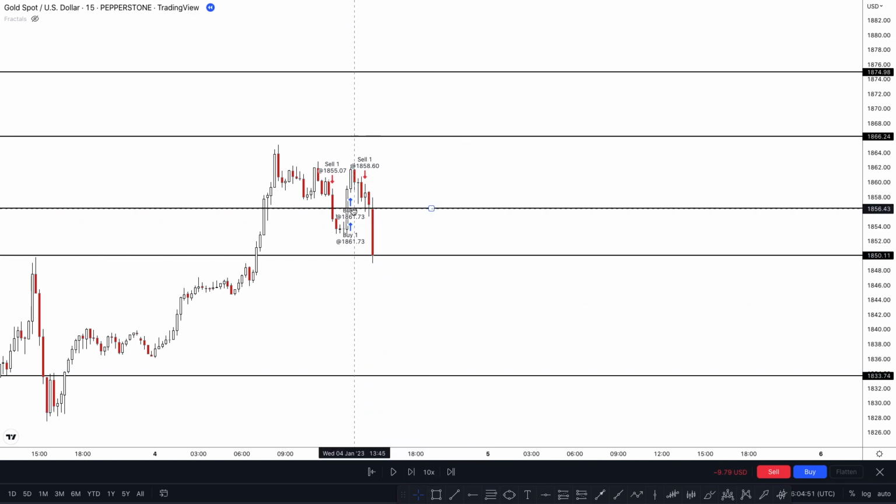So right now we did have a break of structure towards this level here. The only problem is that the candle closed above. So unfortunately, I didn't catch that sell trade. Let's keep moving forward and see if the market breaks this level here for a continuation of a push down towards this level.